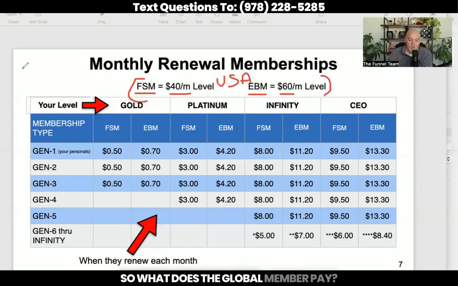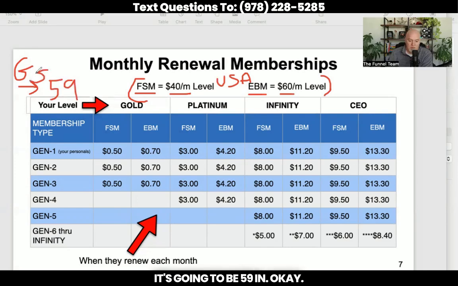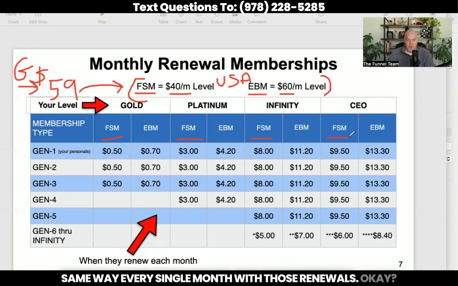So what does the global member pay? I'm just going to put G for global. What are they going to pay when they renew every single month? Well, this is going to be really easy to figure out. It's going to be $59 a month. Simple, easy, all of that. Now, again, the global membership is going to fall into the FSM category, and it's going to pay out the same way every single month with those renewals. So that's just the understanding that I have as of right now. I don't believe that is going to change.